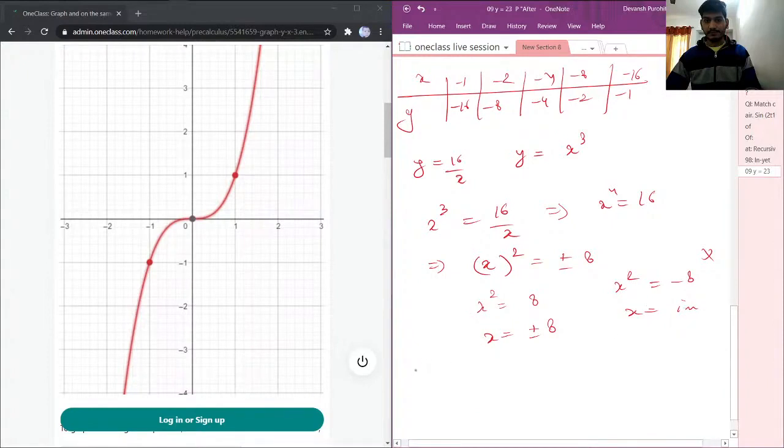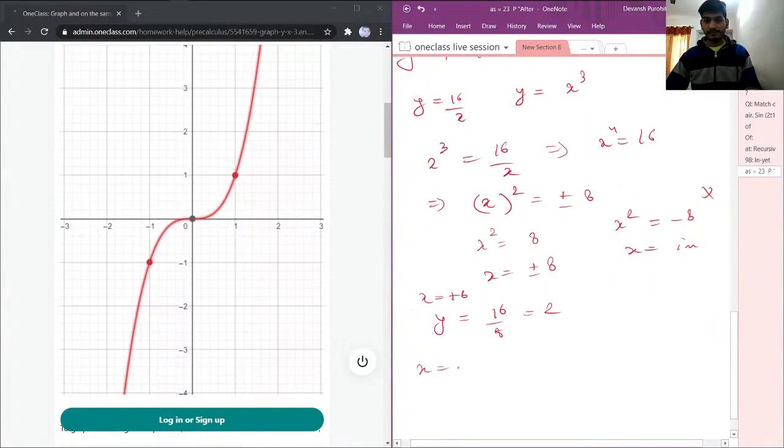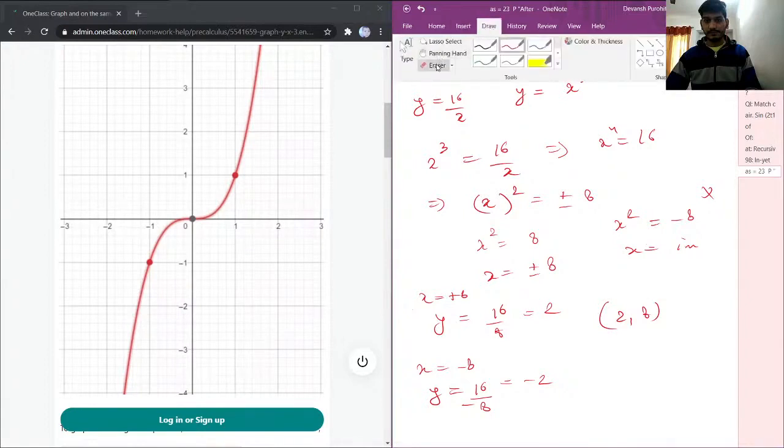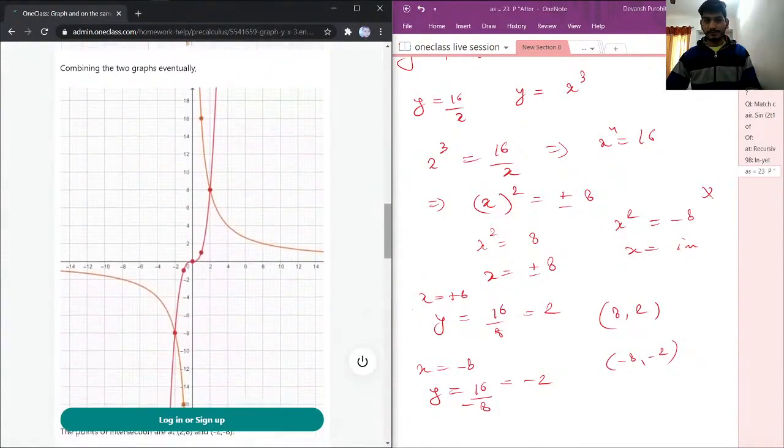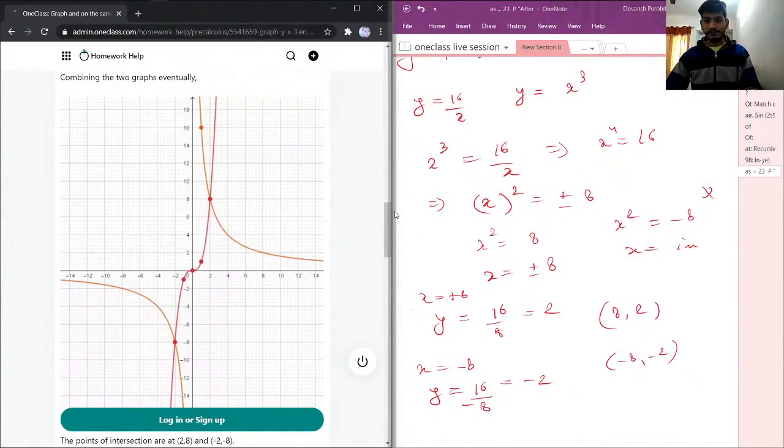So I'll just put the value of x equal to plus or minus 2 into this equation. For x equal to plus 2, we have y equal to 8. For x equal to negative 2, we have y equal to negative 8. So two sets of intersection are 2, 8 and negative 2, negative 8.